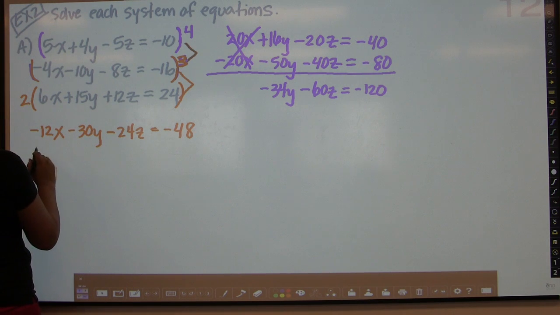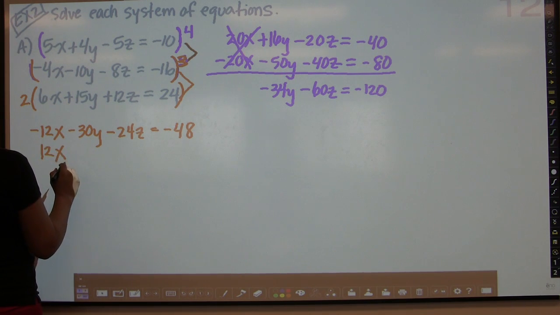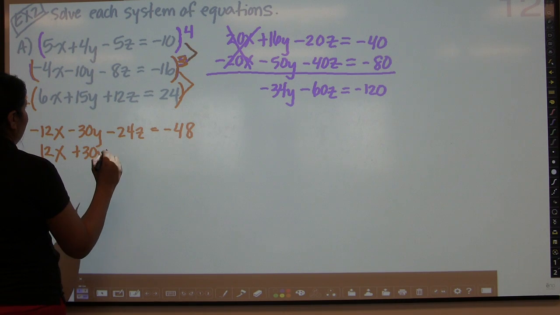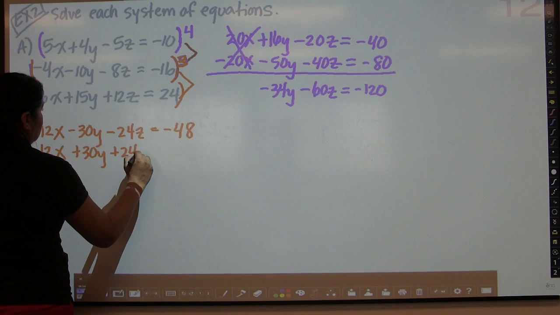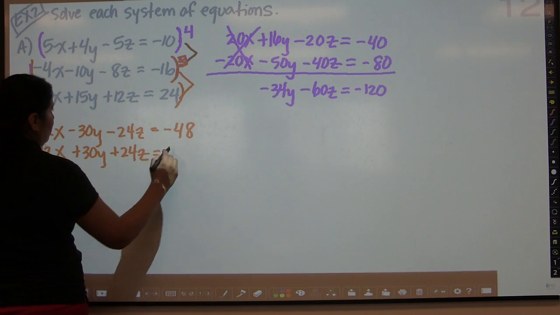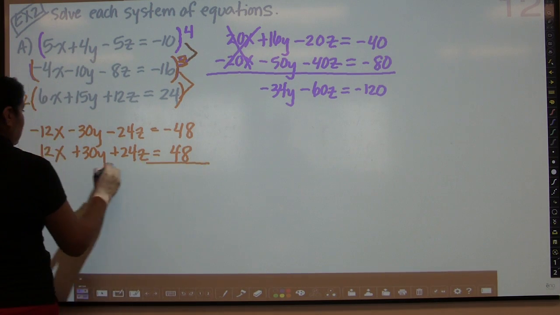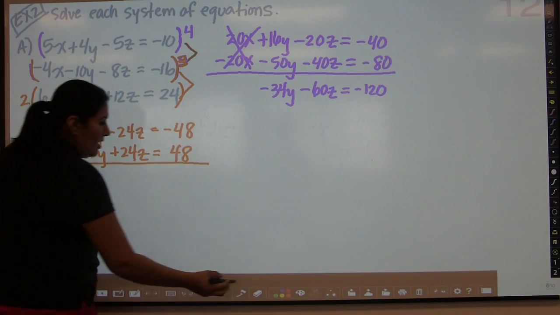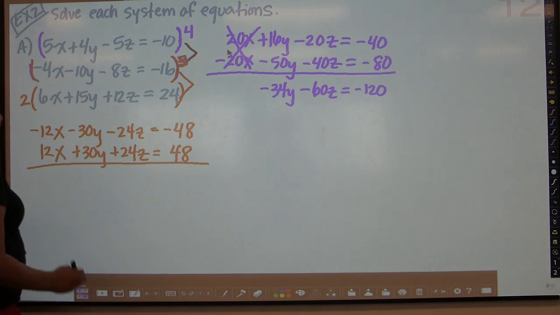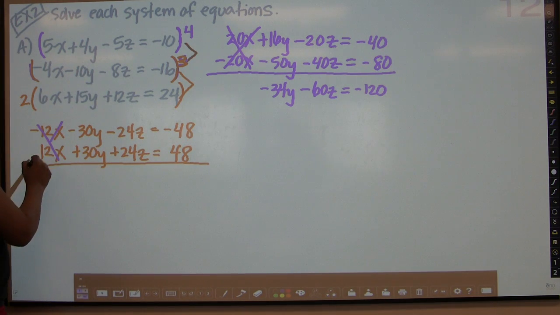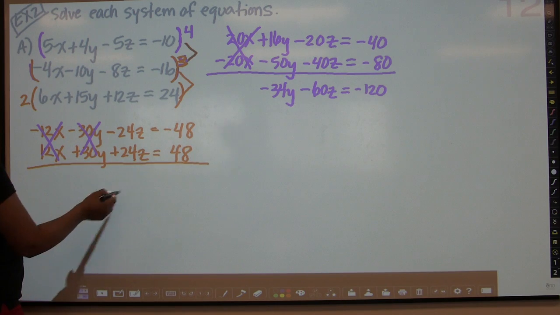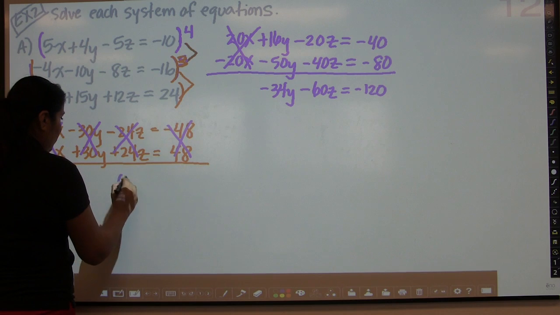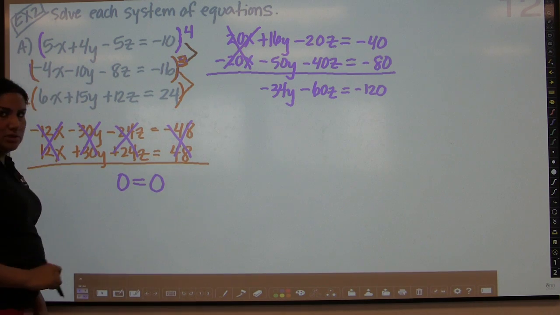And then we're going to do 2 times 6 is +12x. 2 times 15 is +30y. And 2 times 12 is 24z. And 2 times 24 is 48. Like this. And you can already see what just happened in this scenario is that 12 and negative 12 cancel, 30 and negative 30 cancel, 24 and negative 24 cancel, 48 minus 48 is 0. Everything under the sun canceled.